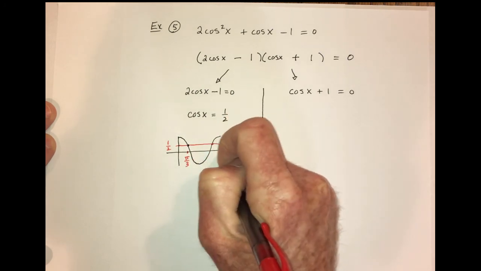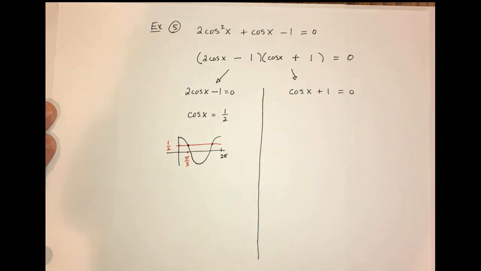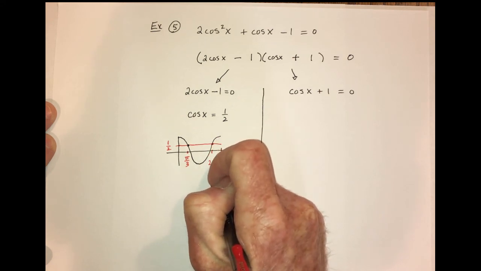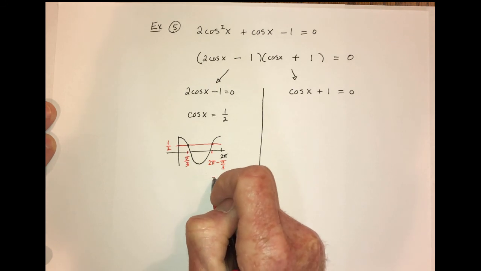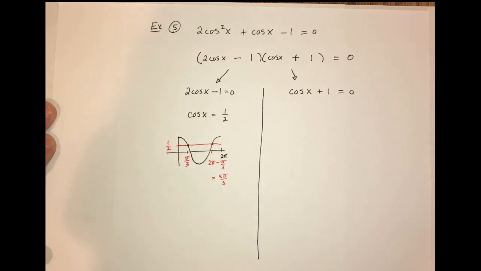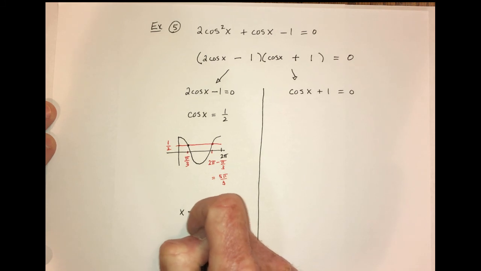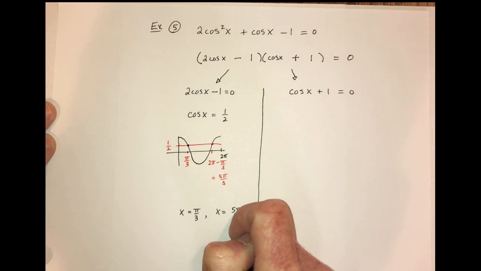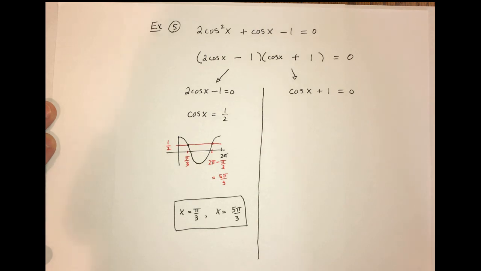And this solution, well, right here is 2 pi. And this solution is to the left of that. So this one is going to be at 2 pi minus pi over 3. And then that's going to equal 5 pi over 3. So for this part of it, we get the 2 answers. x equals pi over 3. x equals 5 pi over 3. That's 2 of the solutions.